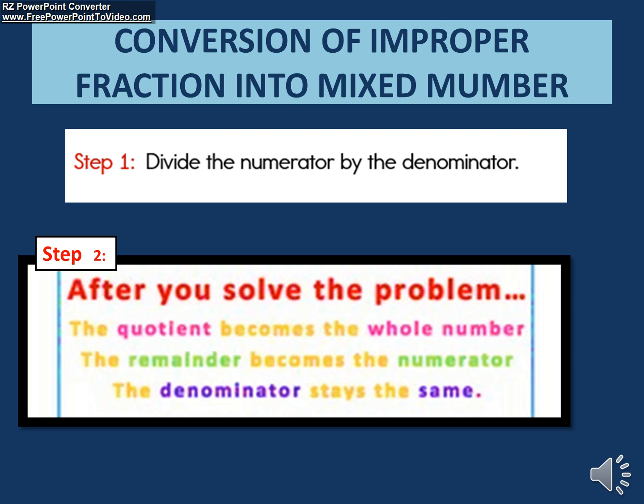How to convert improper fraction into mixed number. Improper fraction को mixed numbers में कैसे convert करना है? Okay, the first step is divide the numerator by the denominator. जो न्यूमरेटर होता है उसको डिनोमिनेटर से डिवाइड करना है.